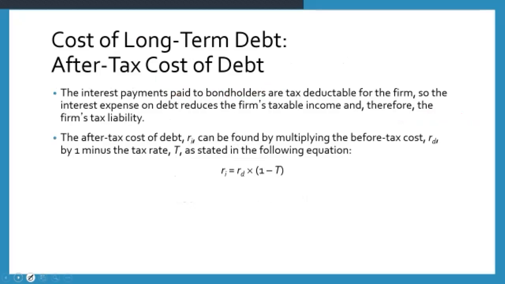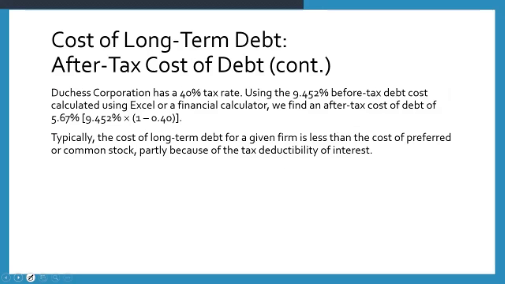Now, after the bond is issued, there are taxes to be paid. So the interest paid to bondholders is tax deductible for the firm, right? So the interest expense on debt reduces the firm's taxable income and therefore the firm's tax liability. The after-tax cost of debt can be found by multiplying the before-tax cost, RD, by 1 minus the tax rate. So let's see. Duchess has a 40% tax rate.